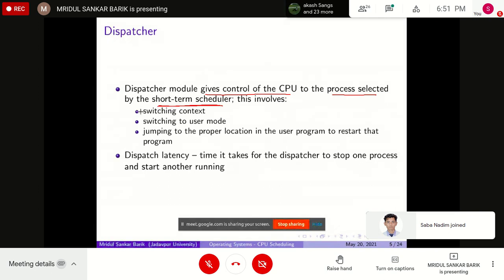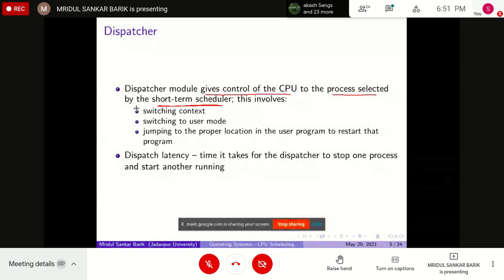So dispatcher module is responsible for giving the control of the CPU to the selected process. So it does the context switching, then switching to the user mode. So after giving control of the CPU to the newly selected process, the mode of the processor has to be switched to user, then jumping to the proper location in the user program to restart the program.